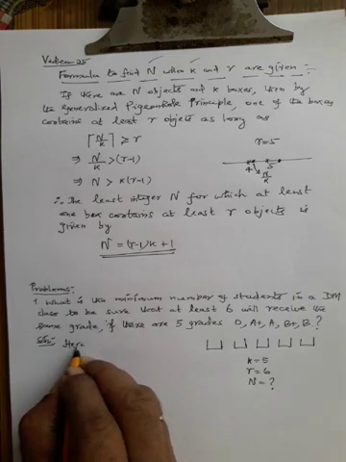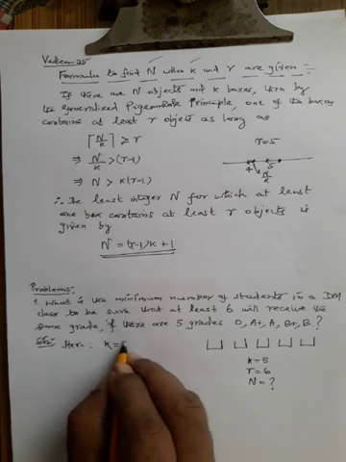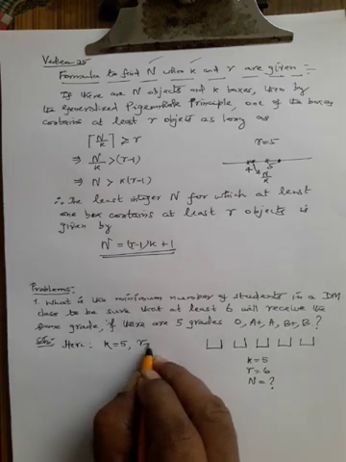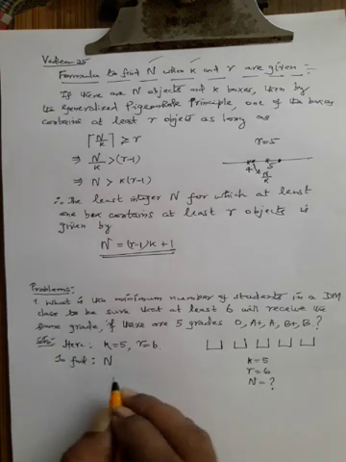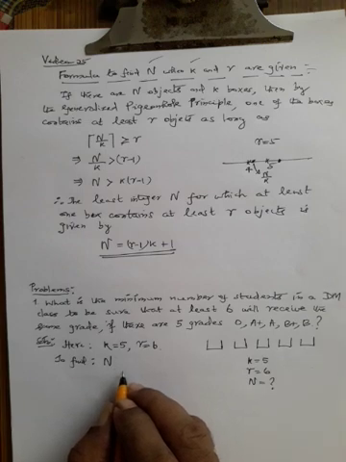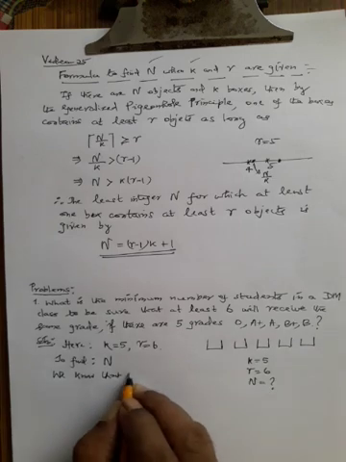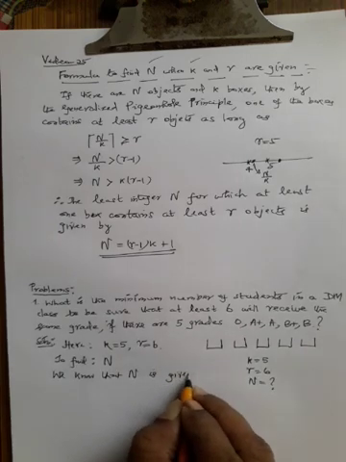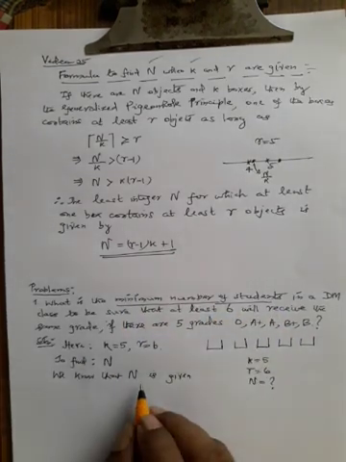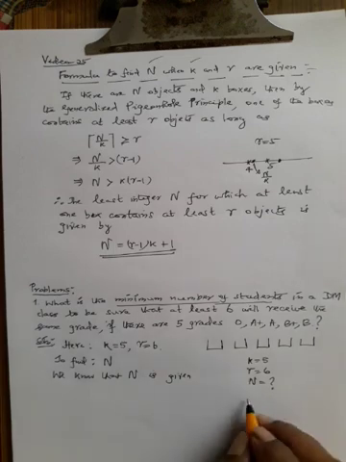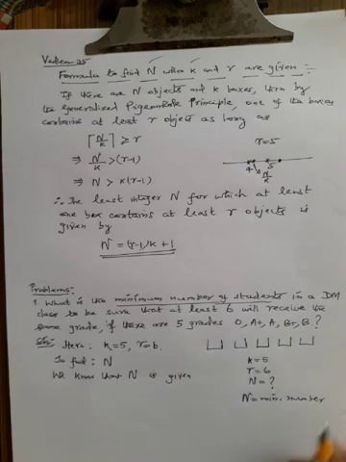So here small k equals 5, the number of boxes, and r equals 6, to find capital N, that is the least integer n. Capital N means the minimum number of students.